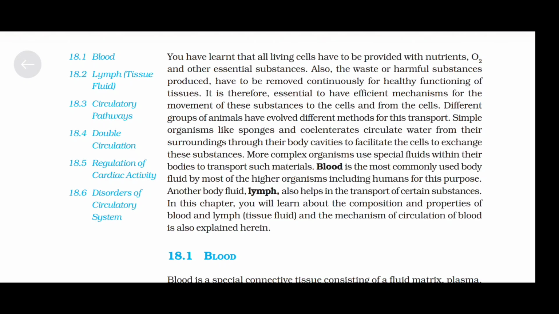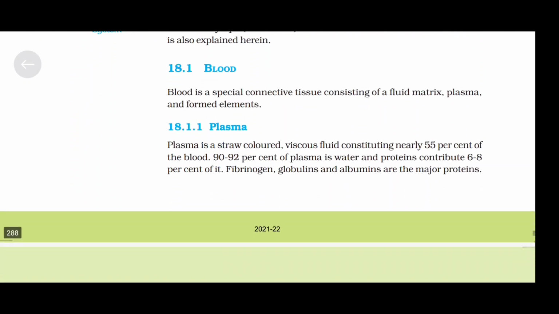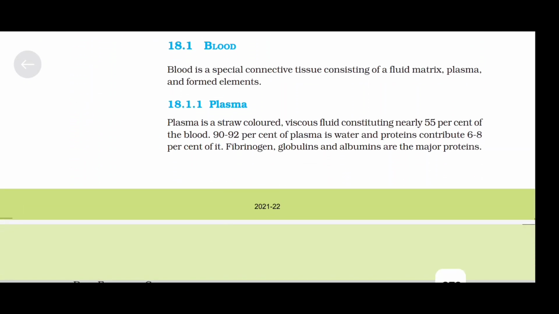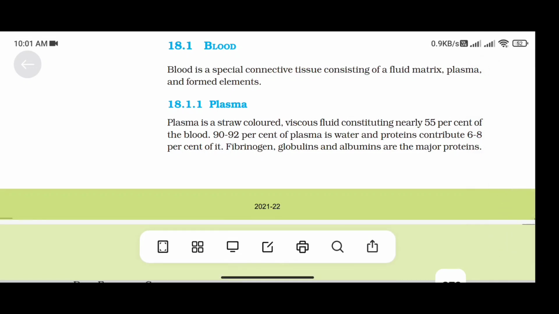In this chapter, you will learn about the composition and properties of blood and lymph (tissue fluid), and the mechanism of circulation of blood is also explained herein. Blood. Blood is a special connective tissue consisting of a fluid matrix, plasma, and formed elements. Plasma. Plasma is a straw-colored, viscous fluid constituting nearly 55% of the blood.